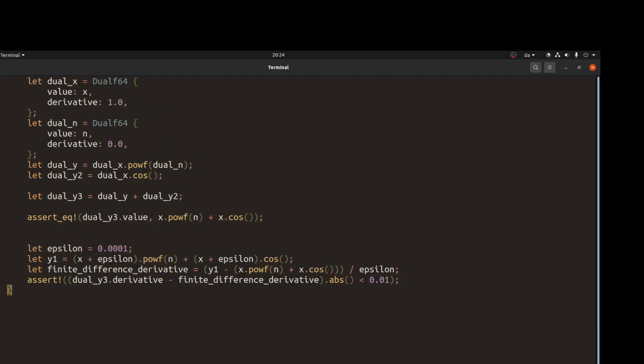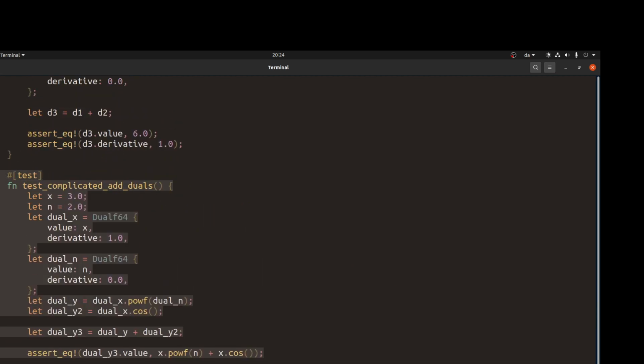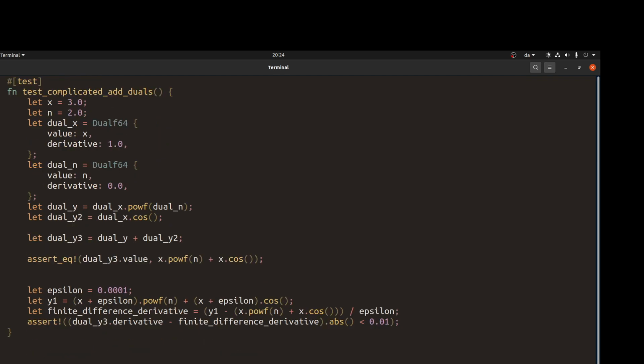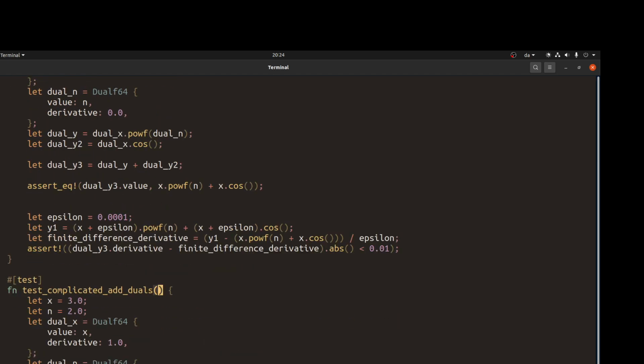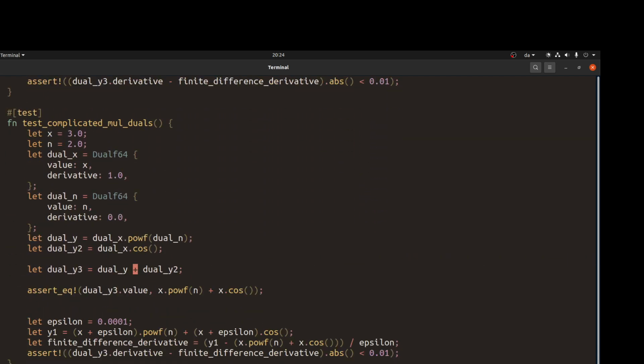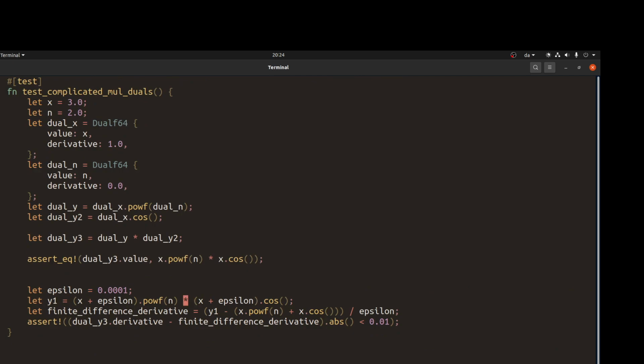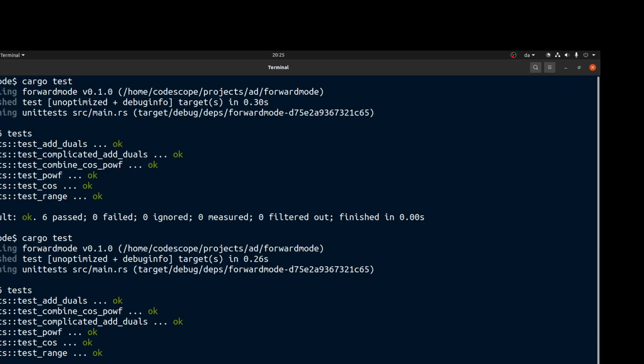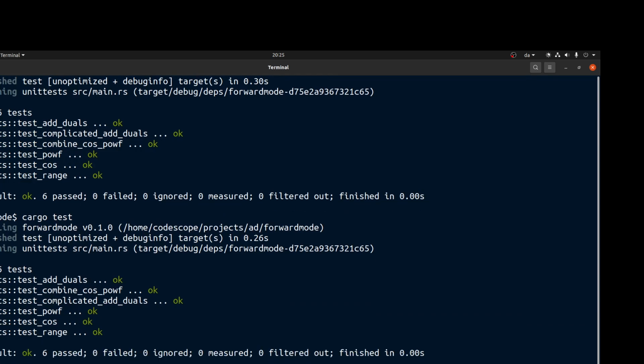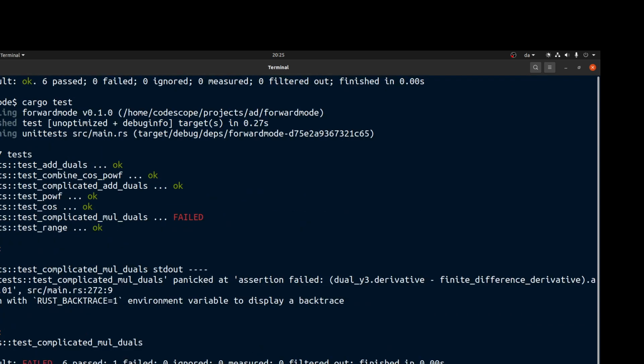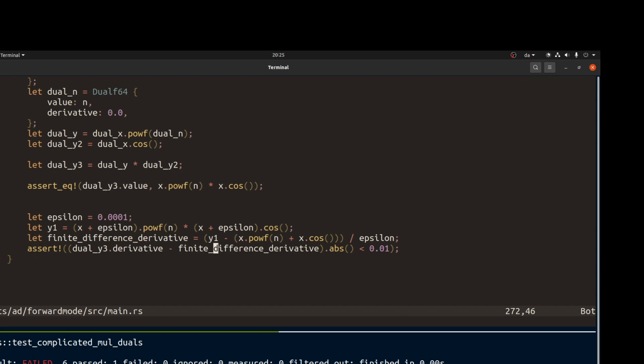We can do the exact same thing, just to check, with a multiply. And the values should be the multiplied values. And here we do the finite difference thing. And let's test that, and it fails. It fails.